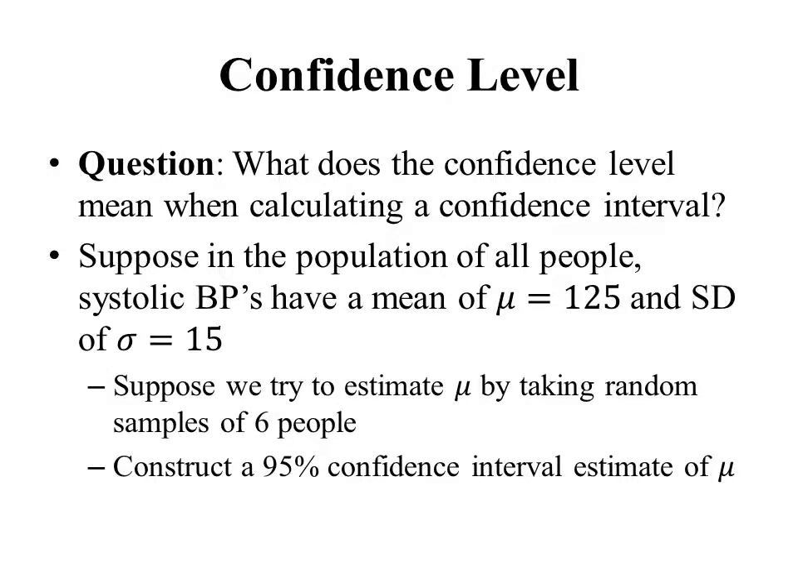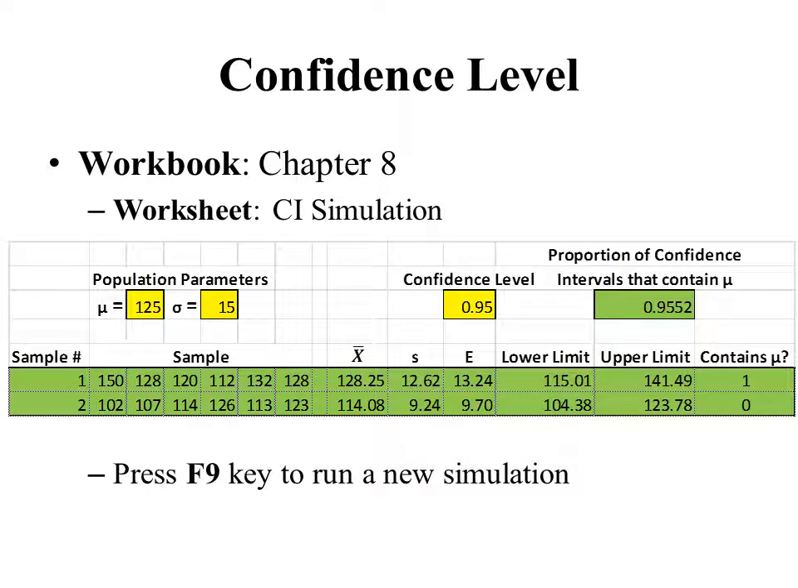We're going to pretend that we don't know the value of mu, and we're going to try to estimate it by taking random samples of 6 people, and for each sample we're going to construct a 95% confidence interval estimate of mu. And we're going to simulate doing this a whole bunch of times and analyze the results. If we go to the workbook chapter 8 and the worksheet CI simulation, which stands for confidence interval simulation, this is going to simulate doing this scenario a whole bunch of times.